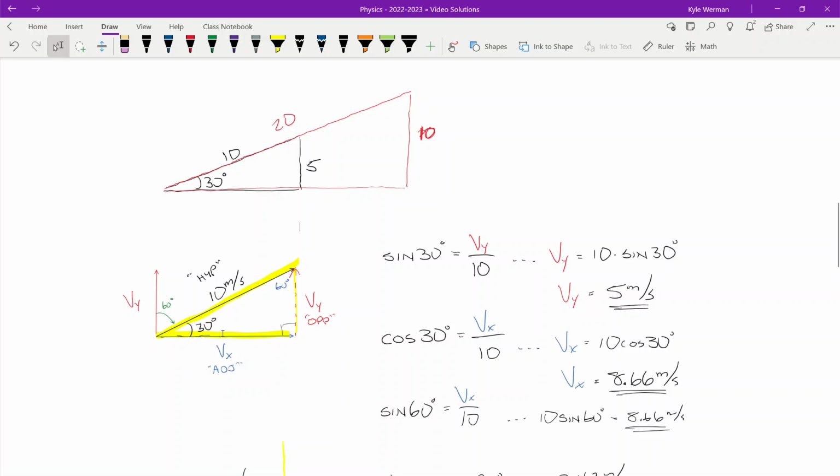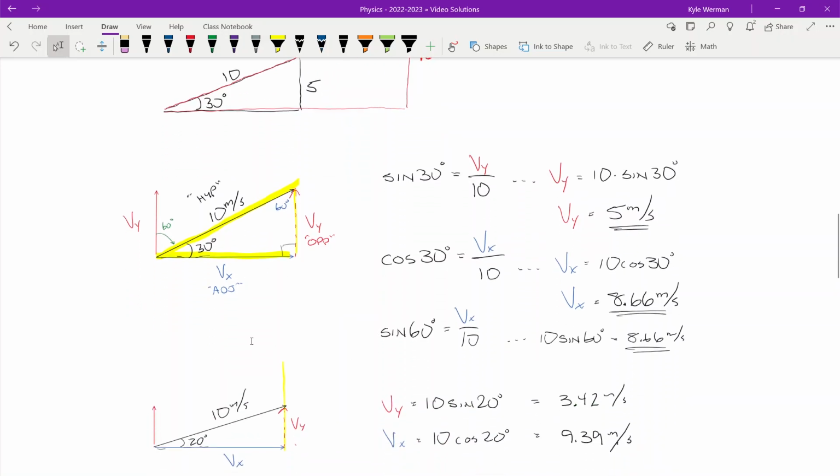It is next to 30, so you would use cosine. The cosine of 30 is the x piece over 10, and I get 8.66 as the velocity. And it turns out, if I actually wanted to use this angle up here, I know if that's 30, that's 60. Well, then for the x piece, I would use the sine of 60, and I would get Vx, and lo and behold, the sine of 60 times 10 is also 8.66. So I can actually use any of these angles, but I'm going to stick with the one typically given.